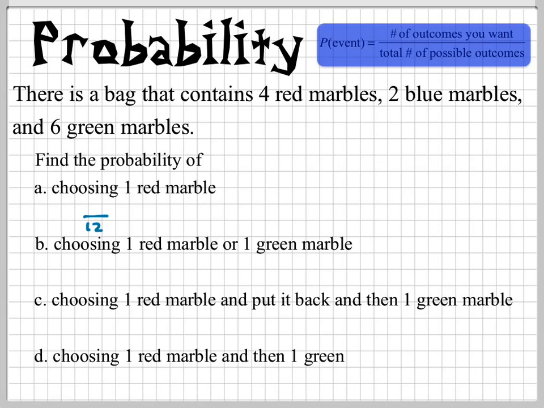And how many of those outcomes do we want? There's 4 of them. And so all you have to do is simplify this. So you divide the top and bottom by 4. You get 1 over 3. And that's your answer for the first one.